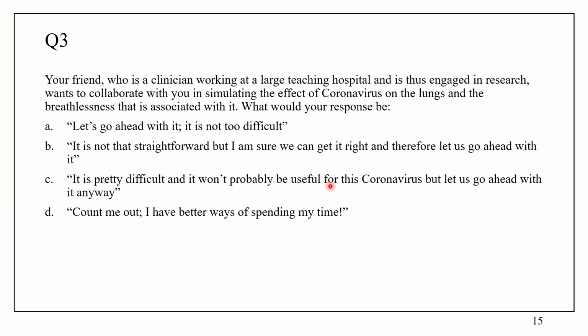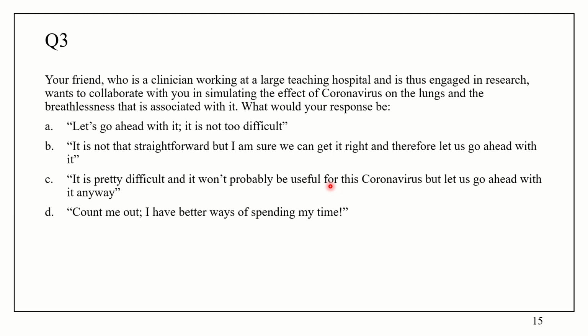Second one, it is acknowledging that it is not that straightforward. So that is correct. But in the second sentence, it is mentioned that "I am sure we can get it right, and therefore let us go ahead with it." This is a false statement. It is not that straightforward, true, but we are not sure we will get it right, and we cannot say that, because as I mentioned, a virus is a biological thing and we need to know several aspects associated with it before we determine the breathlessness that is associated with it.